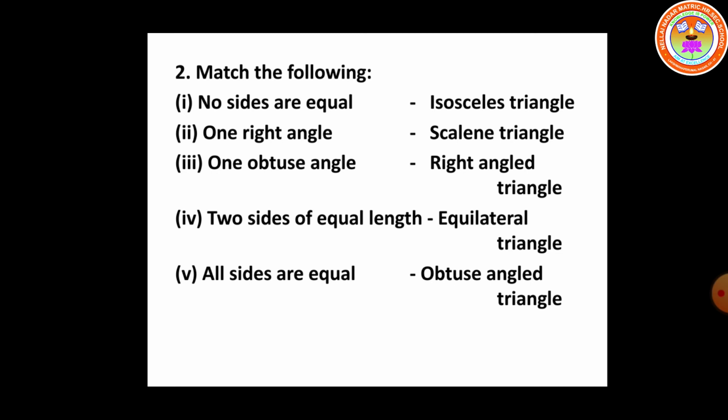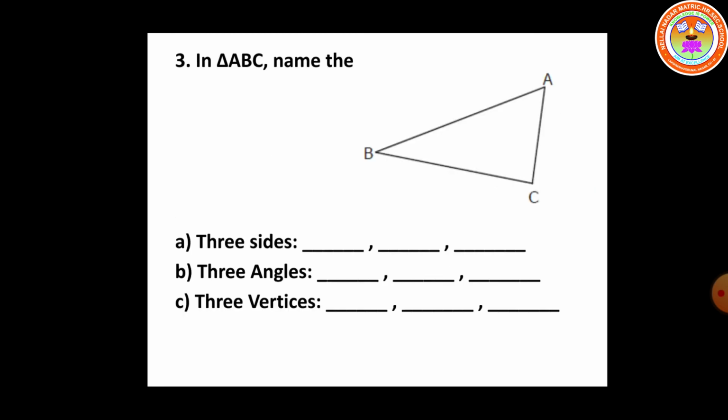Let us move to the next one. Match the following. No sides are equal, scalene triangle. One right angled triangle. One obtuse angled triangle. Two sides of equal length, isosceles triangle. All sides are equal, equilateral triangle. Next one. In the triangle ABC, name the three sides AB, BC, CA. Name the three angles, angle A, angle B, angle C. Name the three vertices A, B, C.